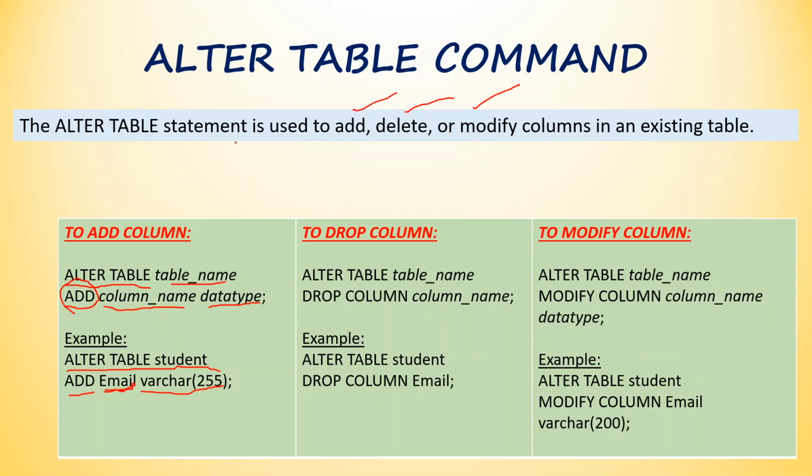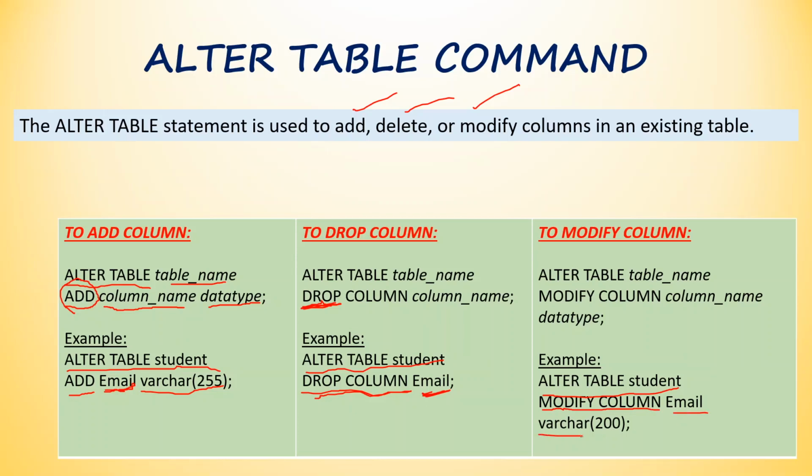We can delete an existing column also. The syntax will be the same. In place of add, you have to write drop. Alter table student, drop column. These are keywords, and here you will specify the column name which you want to delete from the table. The email column will be removed from the existing table. And third is to modify. Again, the syntax is the same. It is just that in alter table student, in place of add and drop you have to write modify.